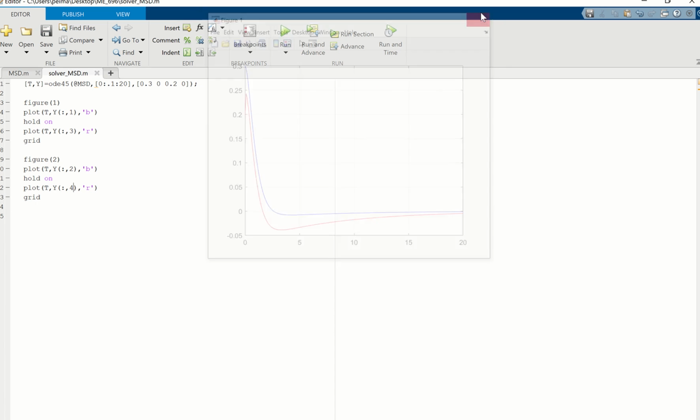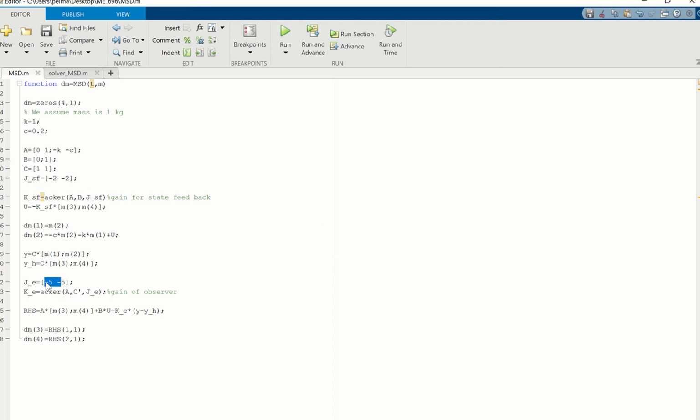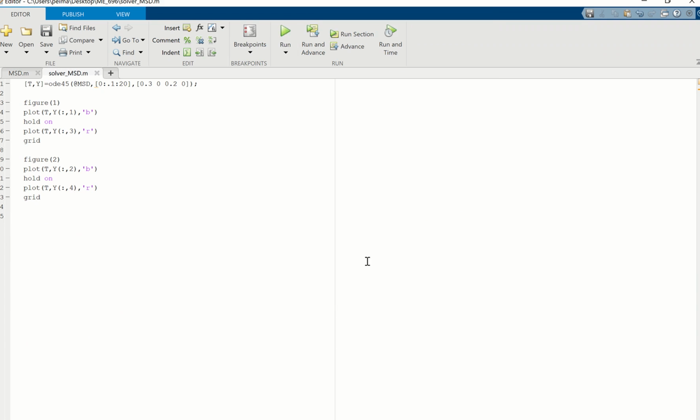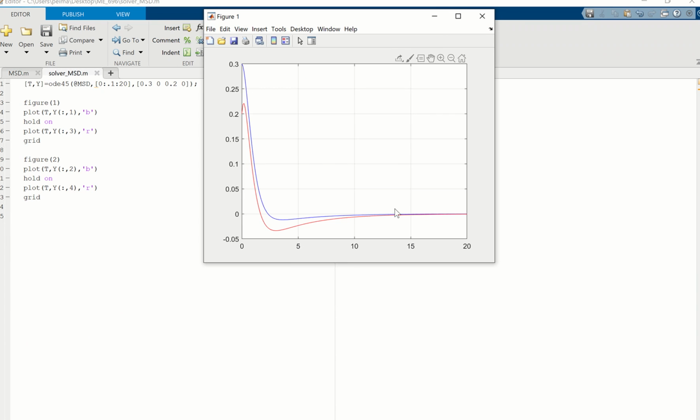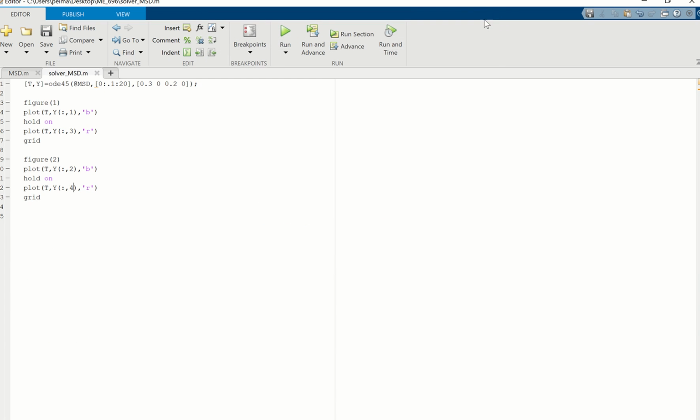Now if you say 0.2 and 0.2, let me see what's the effect for the estimation part. See here, when you do desirable poles, you decrease the number to -2, it converges much faster to the real position of the mass. So we did it.